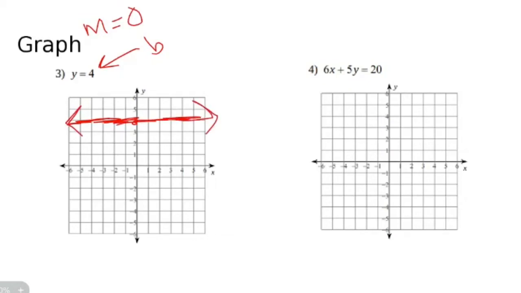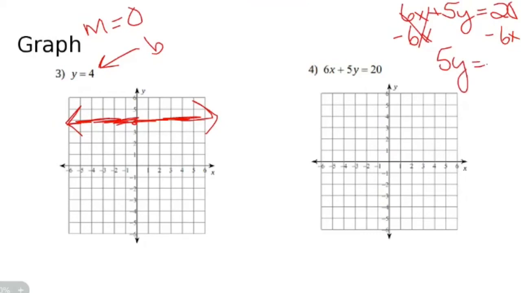Now this last one's going to be a killer, because y is not all by itself. So let me rewrite the equation up here. 6x plus 5y equals 20. Is y all by itself? No. What's in the way? 6x and 5. Get rid of the 6x first. Minus 6x, minus 6x. I have 5y equals negative 6x plus 20.